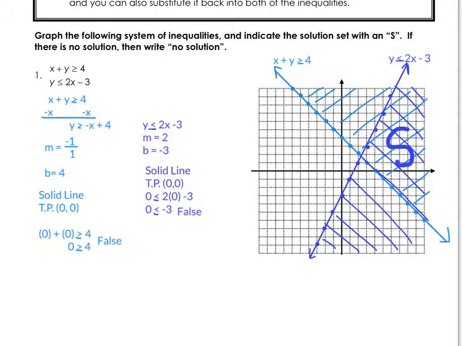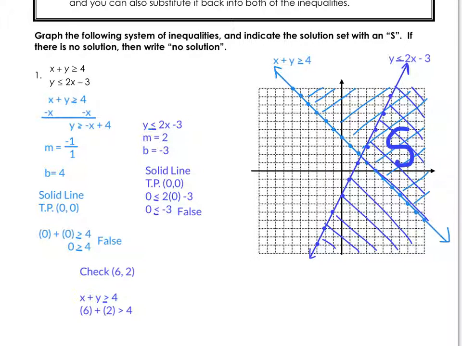So if I look at my solution region, I'm going to pick somewhere close to that S. I'm going to move over 1, 2, 3, 4, 5, 6, up 2. That's definitely in my solution region. So 6, 2 is what I'm going to check. We do this by subbing in 6 in place of x and 2 in place of y in both inequalities. I'm going to rewrite the first inequality, x plus y is greater than or equal to 4. And then underneath that, I'm going to substitute the numbers in. Remember we put parentheses around them to sub in.